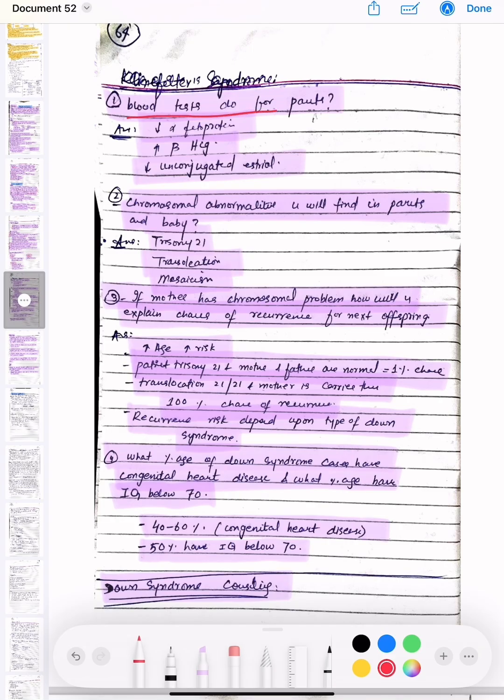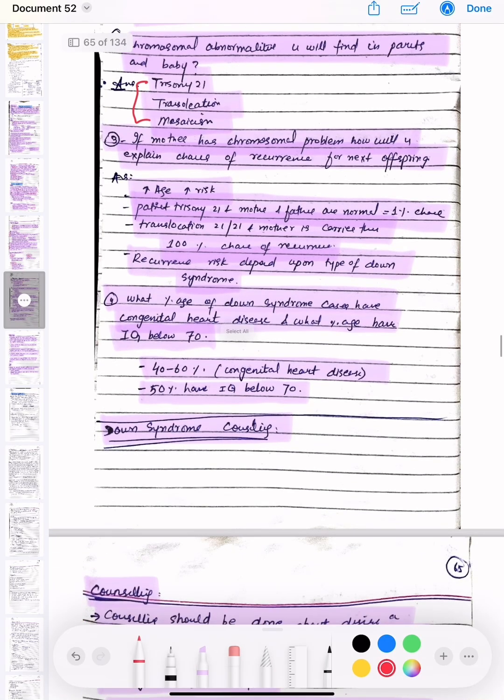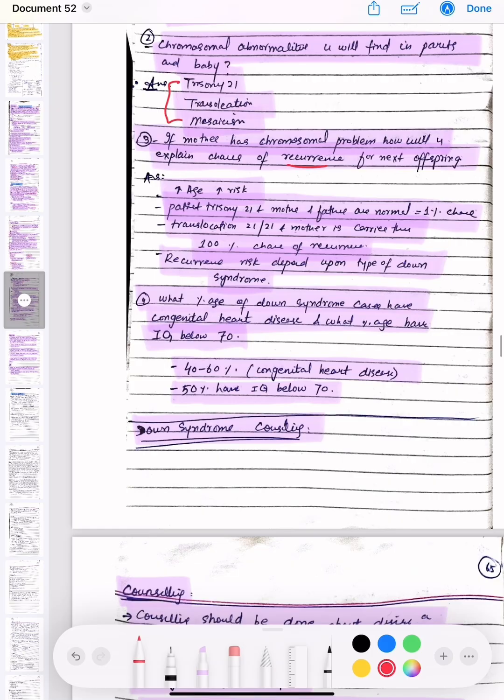So here is the question: why do we do the blood test? It is for decreased alpha fetoprotein, increased beta hCG, and decreased unconjugated estriol. In the case of Down syndrome, these are the chromosomal abnormalities. And if the mother has a chromosomal problem, how will you explain the chances of recurrence for the next offspring?